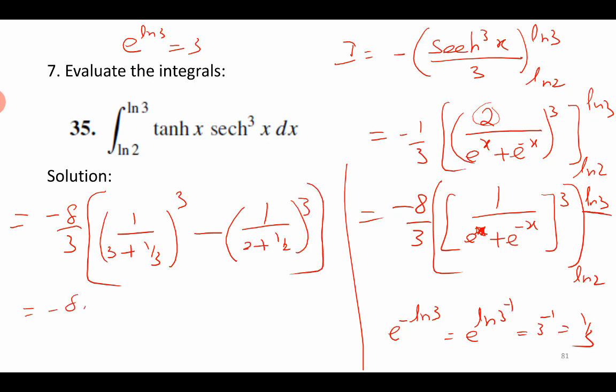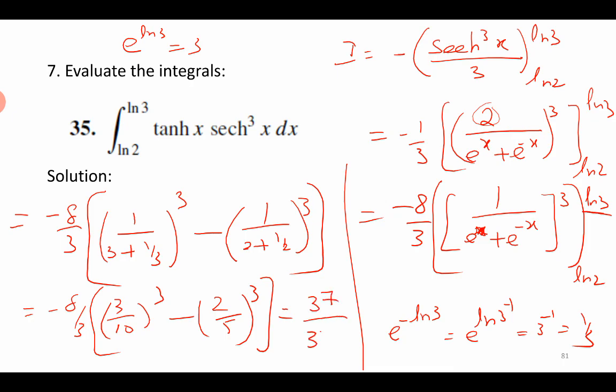So this is negative 8 over 3. You get 3 plus 1 over 3 is 10 over 3, and 1 over 2 plus 1 over 2 is 5 over 2, which inverted is 2 over 5. Whole cube. Use a calculator to find the solution. You'll get 37 over 75. That's the end of this problem. That's the end of this chapter. Practice similar problems from your textbook. Thank you very much.